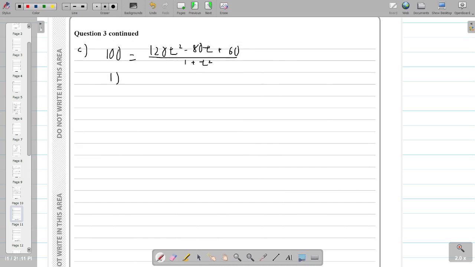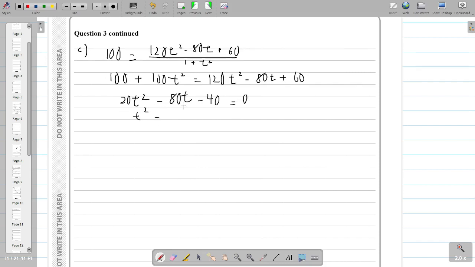So this is going to be 100 plus 100 t squared, multiplying both sides by the denominator. It's equal to this. So we rearrange some things. This is going to be 20t squared minus 80t, and this on the left side will be minus 40. Divide everything by 20 because that's just a constant. We get t squared minus 4t minus 2 is equal to 0.